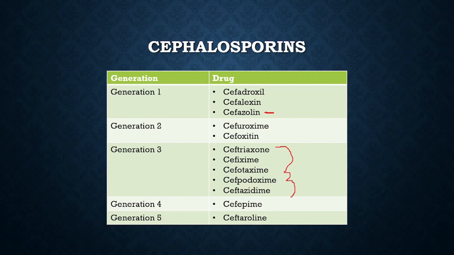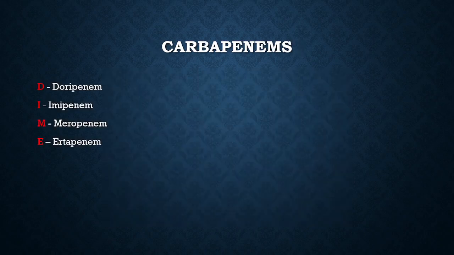Now these ones we can say are the main workhorses of the cephalosporins. Then we have generation 4, which is cefepime, and the new one, generation 5, and then the carbapenems. So carbapenems, you can remember them by DIME, as you can see there. DIME for doripenem, I for imipenem, M for meropenem, and E for ertapenem. So as you can see, all of them end in penem.